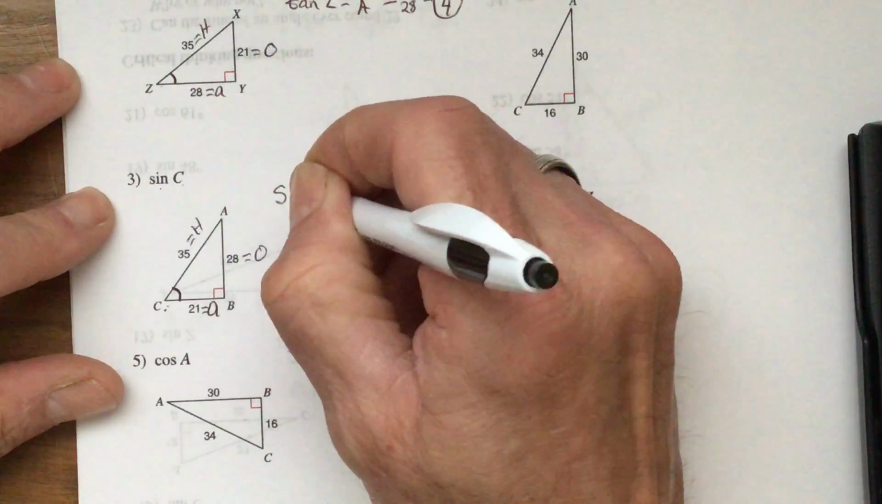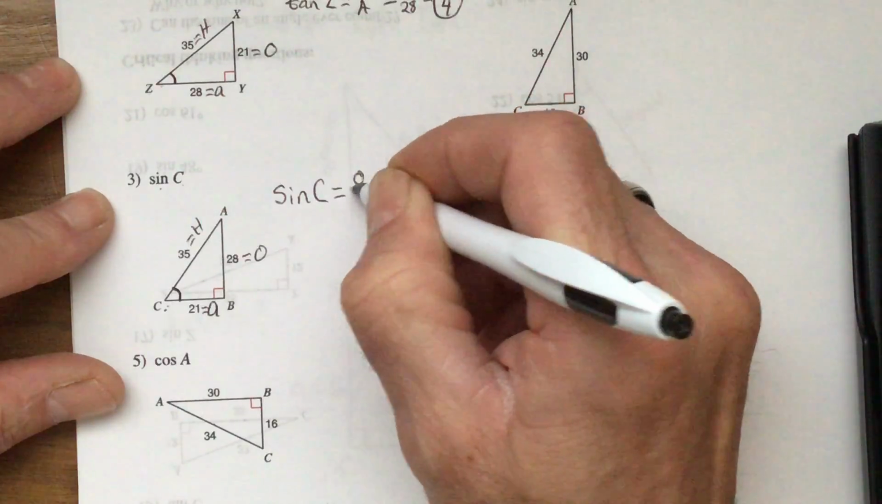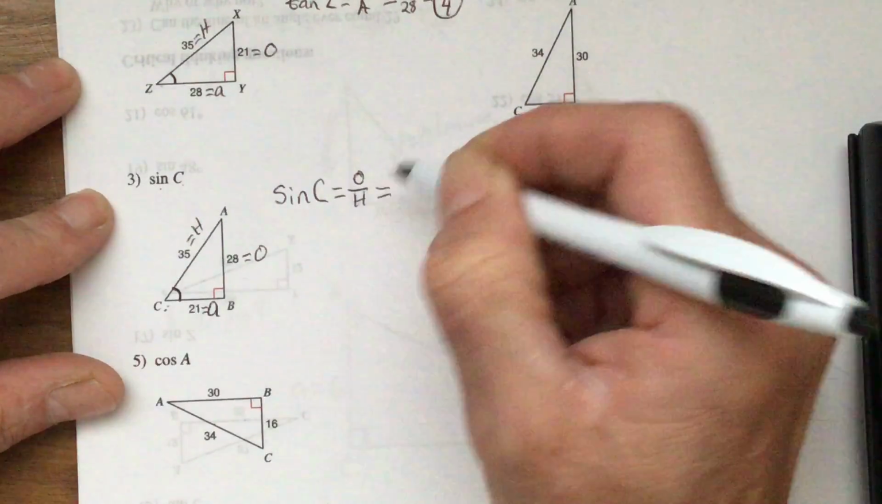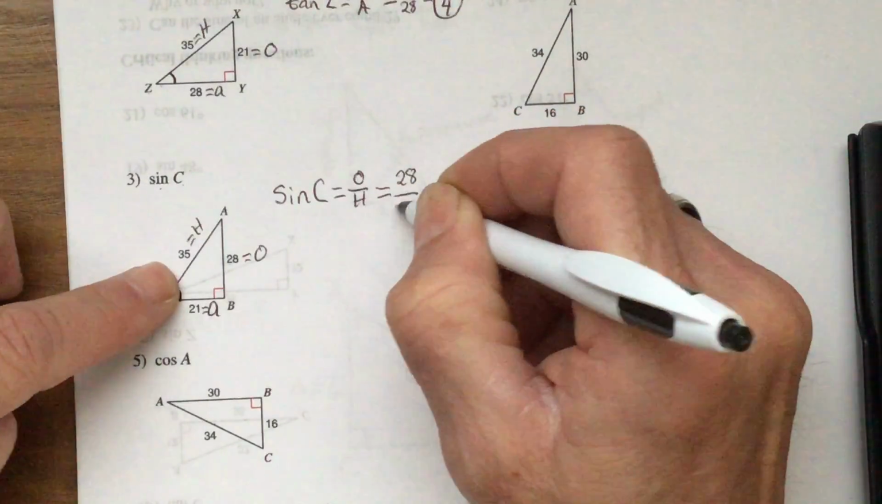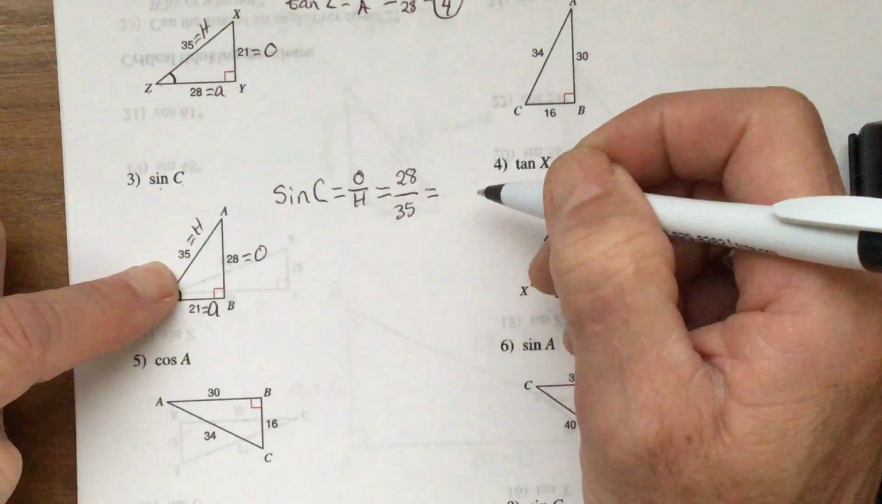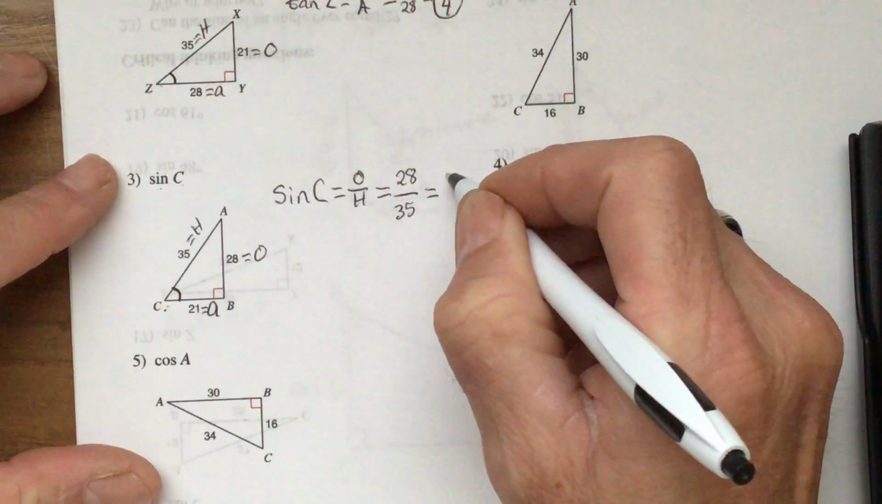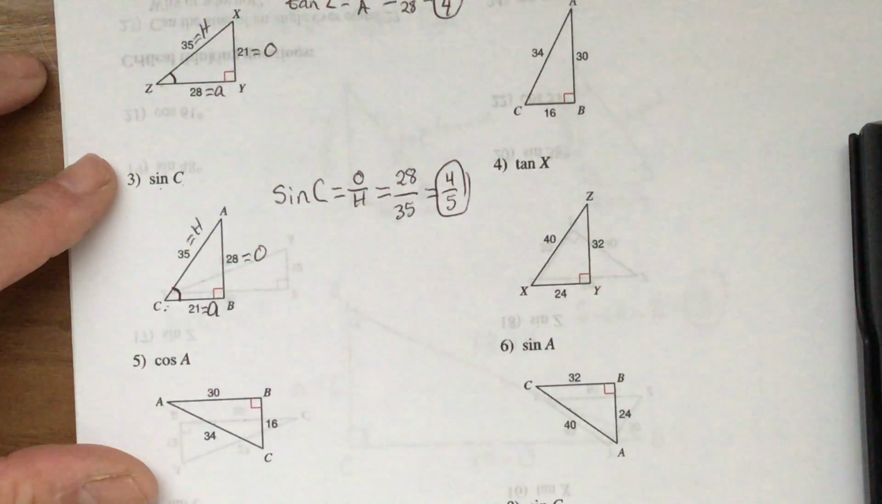The sine of angle C. Sine is opposite over hypotenuse. Opposite is 28. Hypotenuse is 35. I type that in my calculator, math, enter, and it tells me the answer is 4 over 5. Bada boom, bada bing.